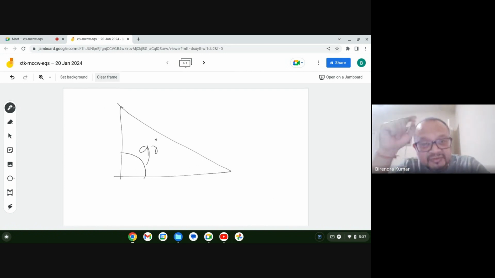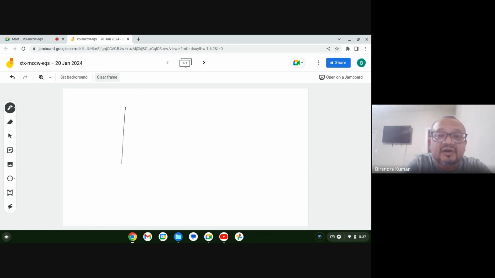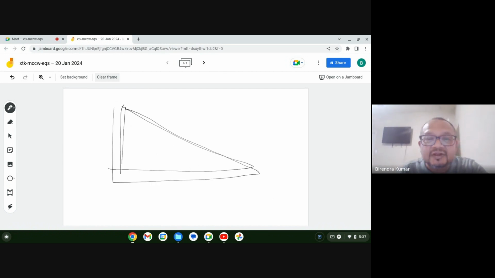Now, why am I stressing on this triangle? This triangle is the culprit of a lot of problems in life. Why? Because this triangle has defined a new subject altogether in maths called trigonometry.